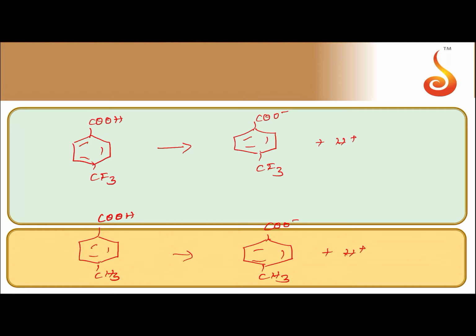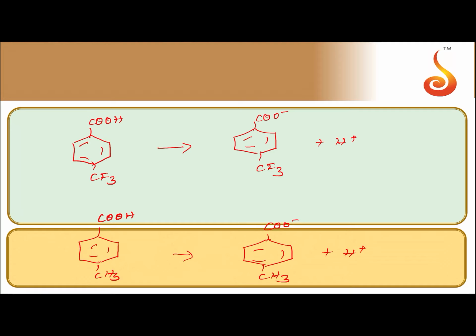So, if you compare the stability of the carboxylate ion in these two cases, CF3 is again an electron withdrawing group. CF3 is an electron withdrawing group, so it withdraws electrons, whereas CH3 is an electron releasing group. The electron withdrawing nature of CF3 increases the stability of the carboxylate ion, whereas the electron releasing nature of CH3 decreases the stability of the carboxylate ion.